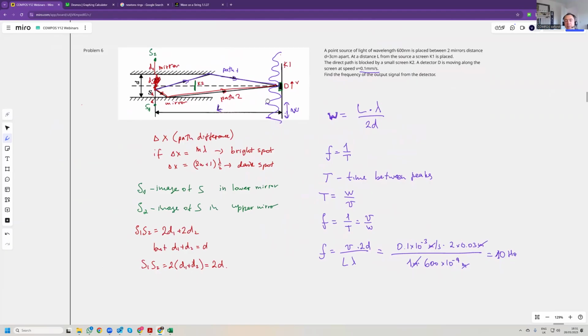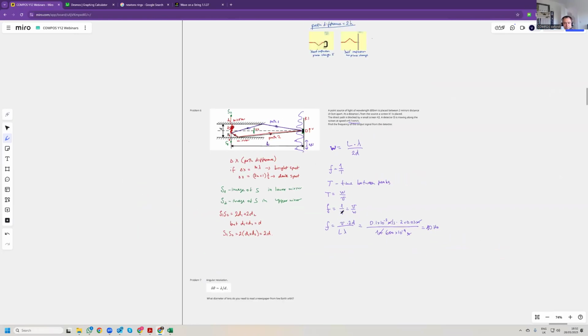Now, if you did experiments in school, the peaks were quite wide, right? There was certainly a few millimeters. But here the problem is that the sources are 6 centimeters apart. So it's like a double slit with the slits being 6 centimeters apart. So it's quite a significant difference. Okay, so that's problem 6.